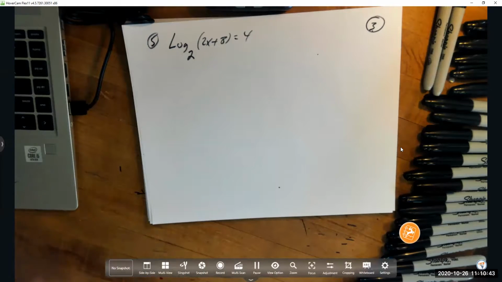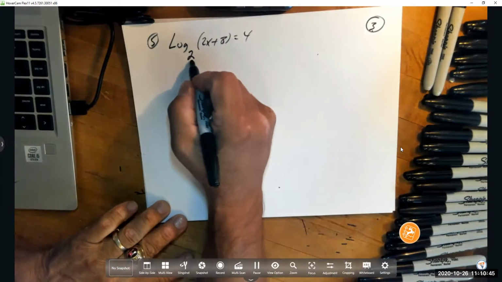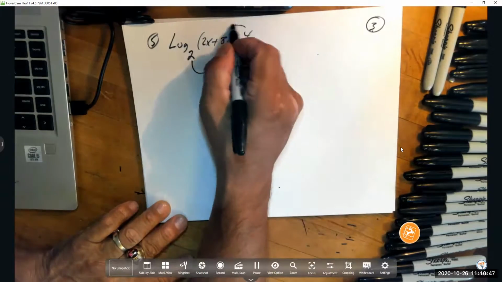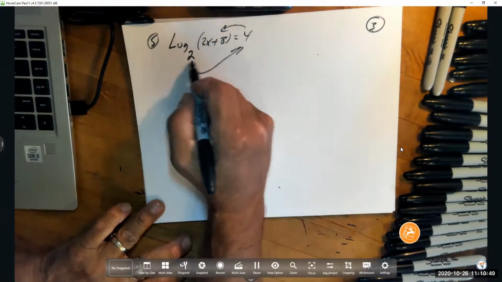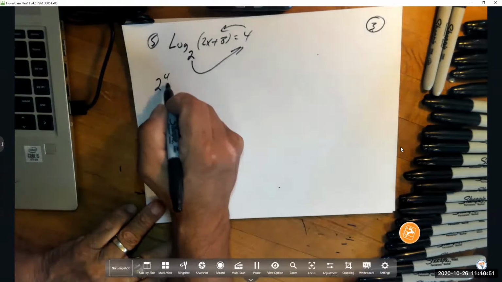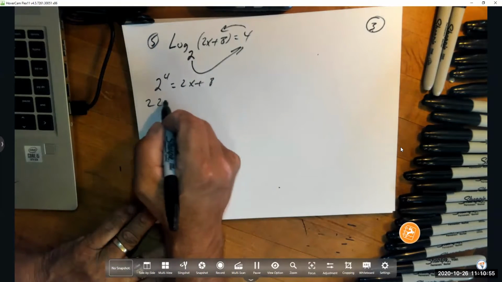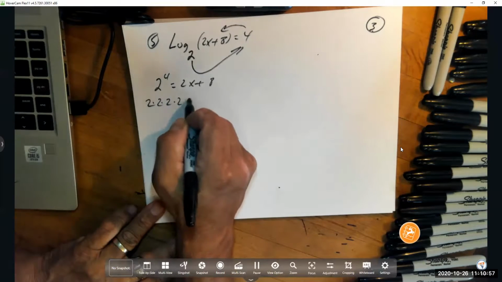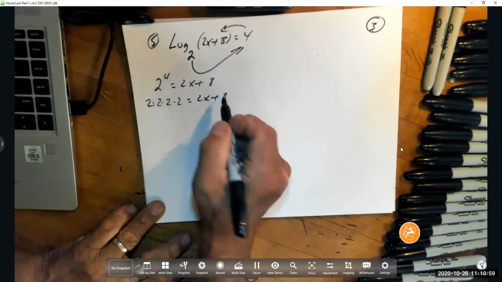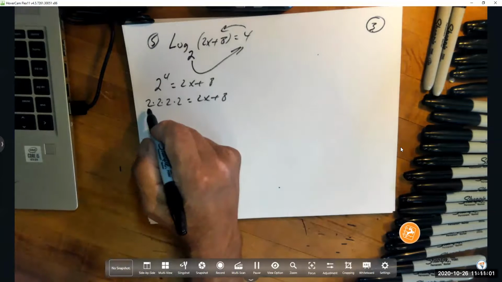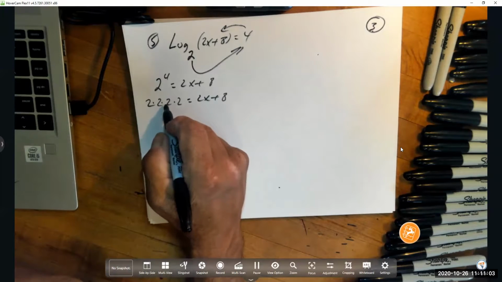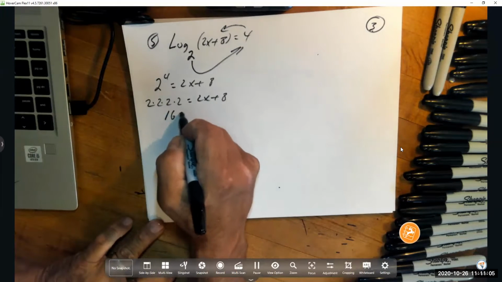So this is what you do. You go, this number to this power is this answer. So 2 to the 4 power equals 2x plus 8. So 1, 2, 3, 4 equals 2x plus 8. So ready? 2 times 2 is 4, times 2 is 8, times 2 is 16. Is that okay with everybody right there?